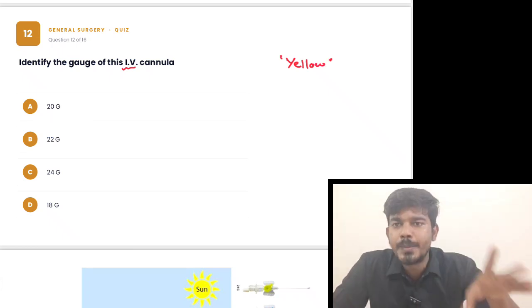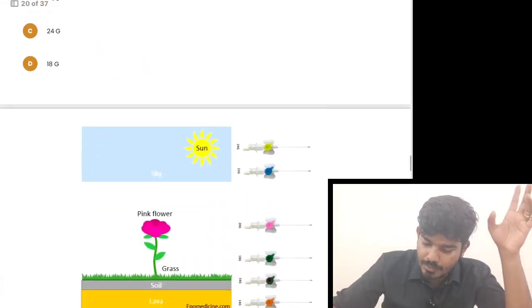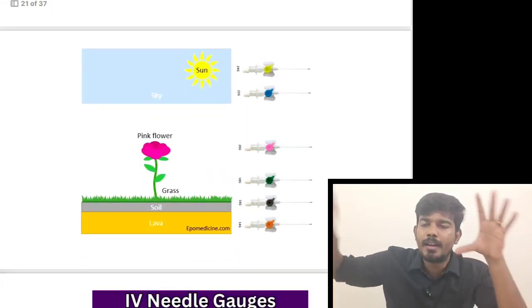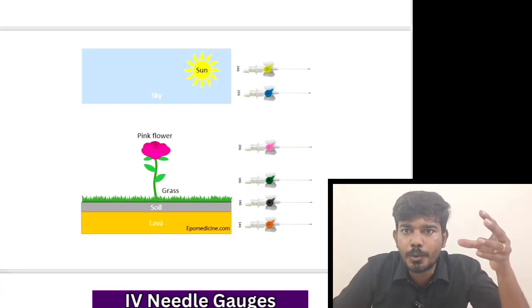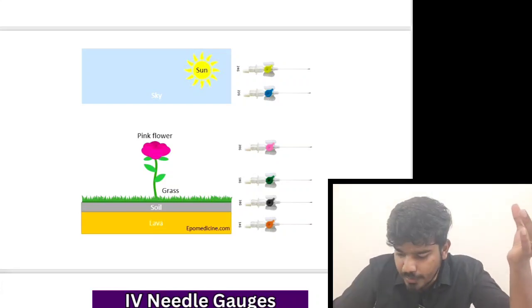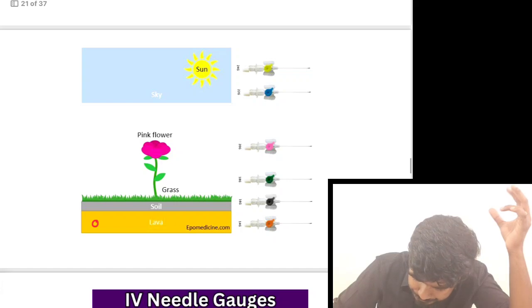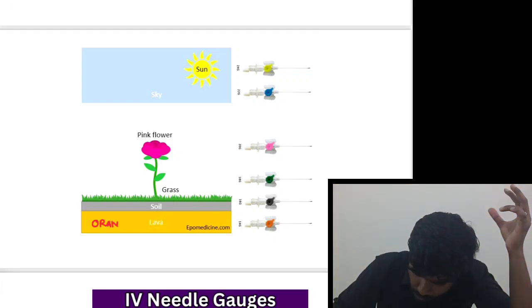How are we going to easily understand this? Okay, for that we are going to take our earth. Okay, we take the earth and go underground. What will be underground? There will be lava. What color will the lava be? It will be orange color. Lava will be orange in color.